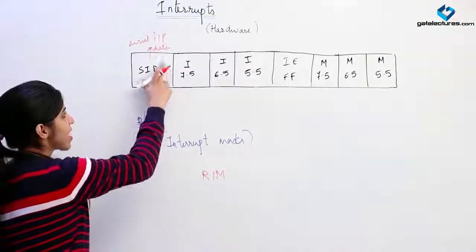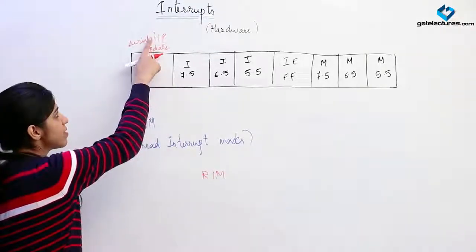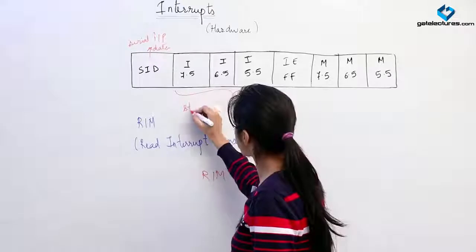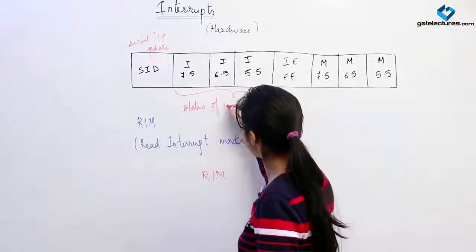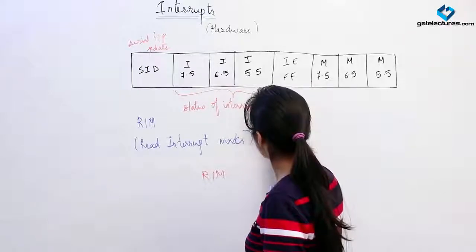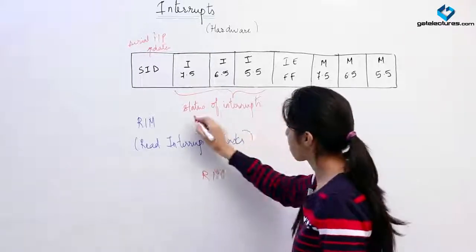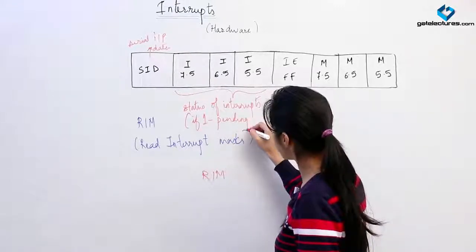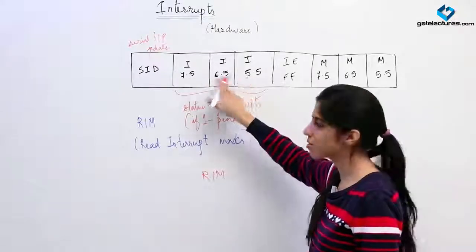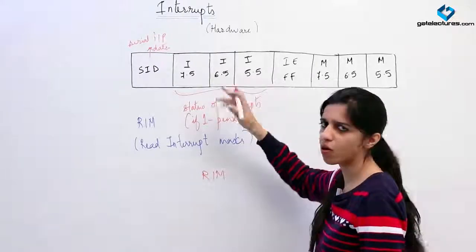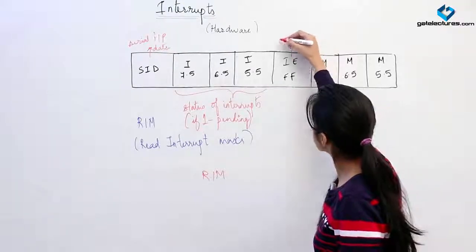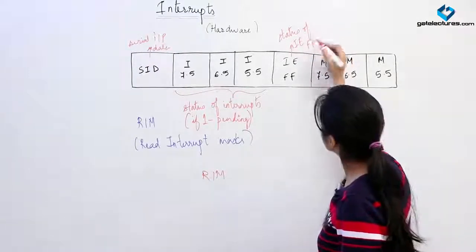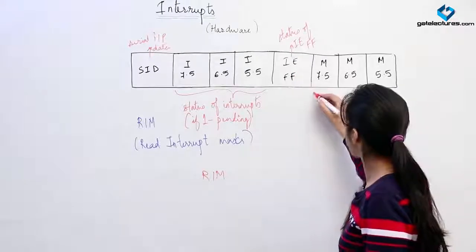This is SID. If SID is 1, that means this is serial input data. These 3 pins tell the status of interrupts. If their value is 1, that means these interrupts are pending. Suppose it is 100, that means 7.5 is pending, and the others have been solved or did not come. This tells you the status of the IE flip-flop, so you can know whether the IE flip-flop is set or reset.